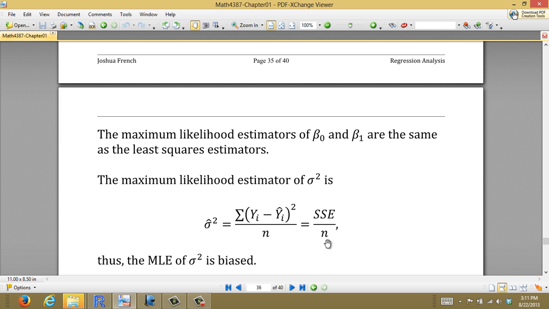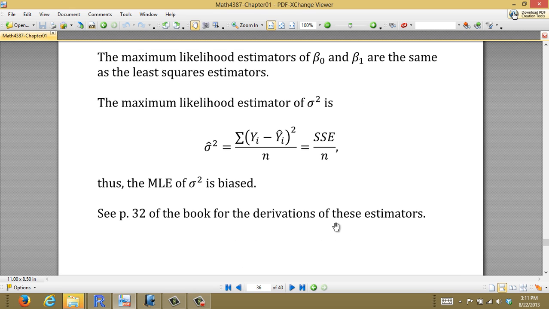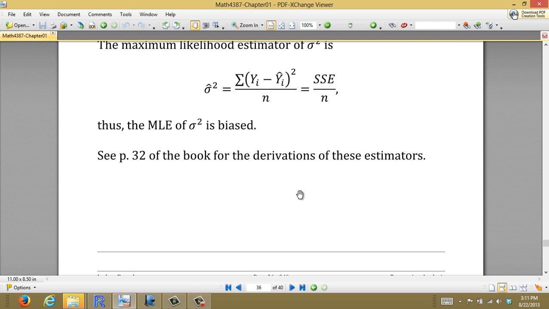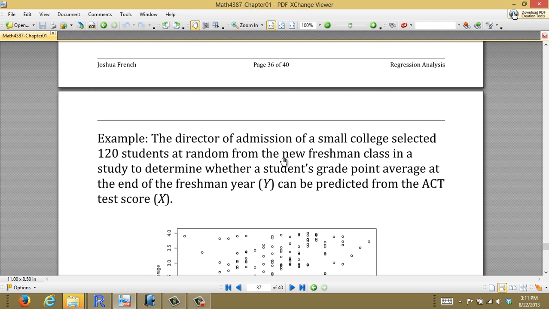Whereas if you remember before, the formula was the error sums of squares divided by n minus 2. And because the previous estimator was unbiased, this means that the maximum likelihood estimator of sigma squared must be biased. That doesn't necessarily mean that's worse, it just depends on what you're interested in, but the maximum likelihood estimator of sigma squared is going to be biased in a simple linear regression model. And as I mentioned, I'm not going to derive these for you, but if you look on page 32 of your book, you can find the derivations of these estimators for yourself.